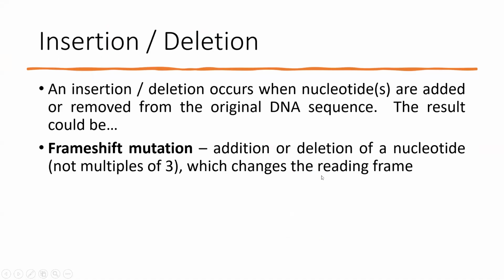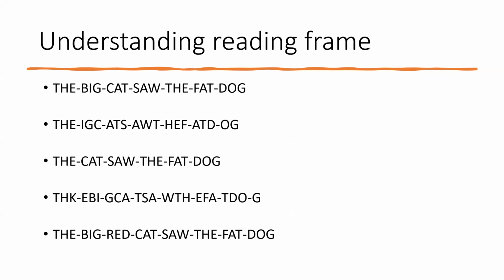Insertion deletion means you are inserting extra nucleotides into the sequence, or you're deleting nucleotides from the sequence. And depending on how many you insert or how many you delete, the outcome is going to be different. Sometimes you cause what's called frame shift mutations, other times not. So let's try to understand this frame shift mutation. Our ribosomes can only read nucleotides in triplets, because every 3 nucleotides represent a codon.